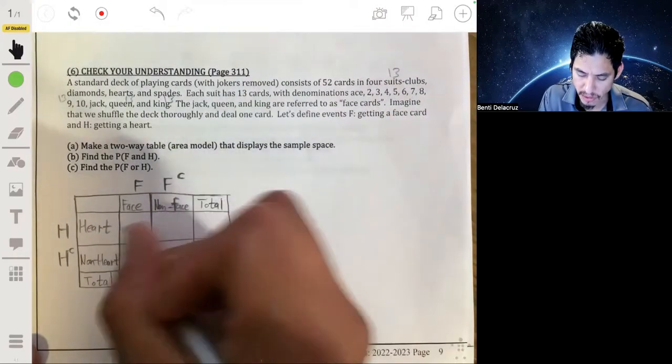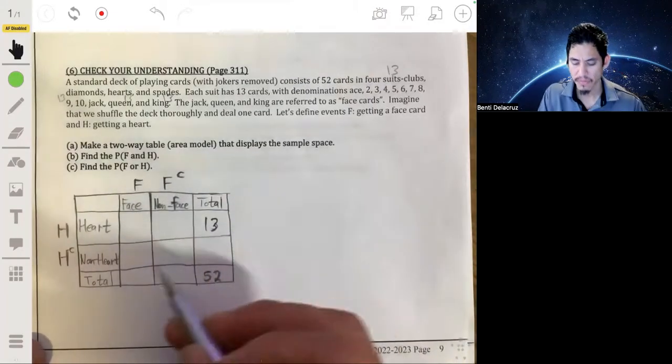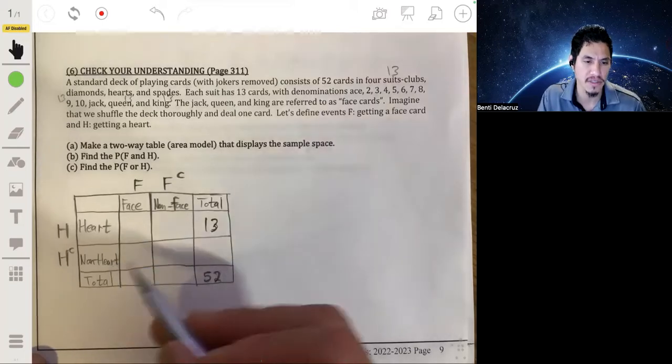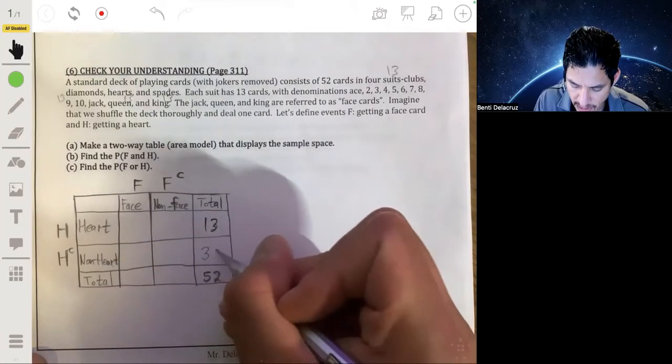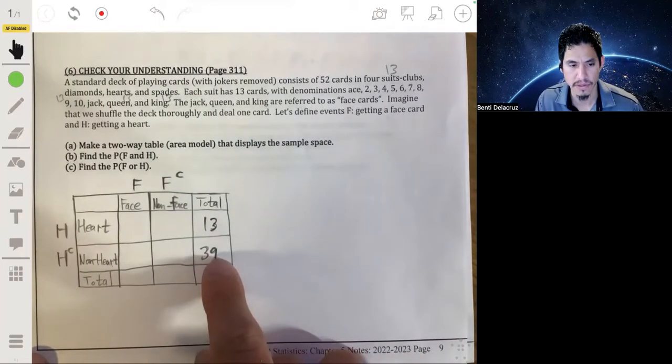But in this, we just have the total hearts. So here we just go 13. I mean, this makes sense because if you have 3 suits that are non-hearts, 3 times 13 is 39, and that adds up to 52. So we got our totals there.